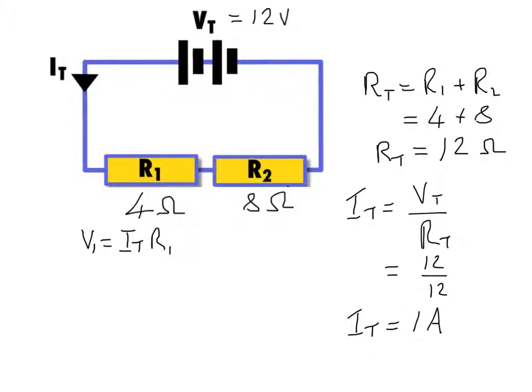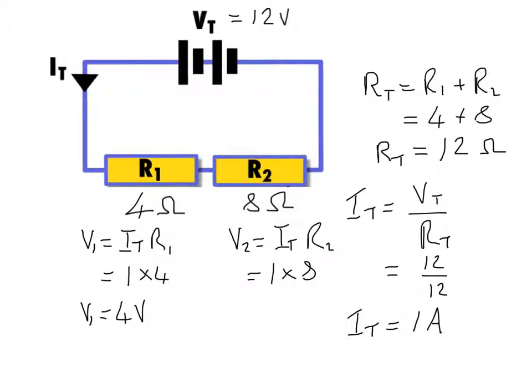So if we call the first one V1, then V1 will be IT times R1, which is going to be 1 times 4, which means that V1 is 4 volts. And so we can perform the same trick on the second one and say that V2, the voltage across this one, is going to be IT times R2. And that's going to be 1 times 8 to give us 8 volts for V2.